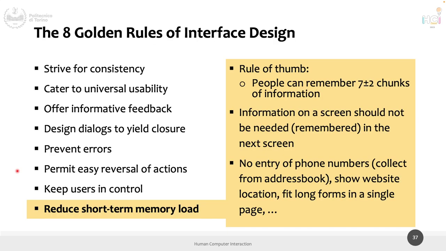And the last one is reduce short-term memory load. So as we said, as a rule of thumb, people can remember 7 ± 2 chunks of information. We said that yesterday. So don't ask people to remember more than 5 things, because they probably won't. And remember across an application, across one page or the other, right? So information on screen should not be needed in the next screen.